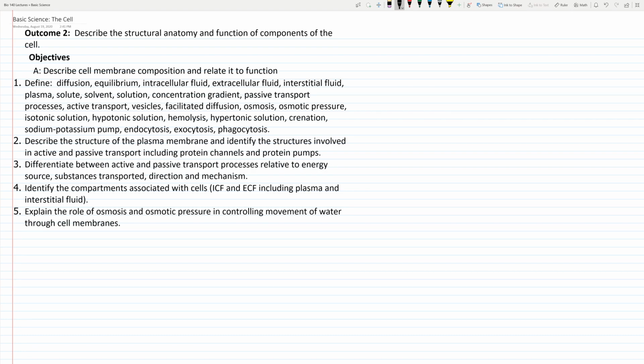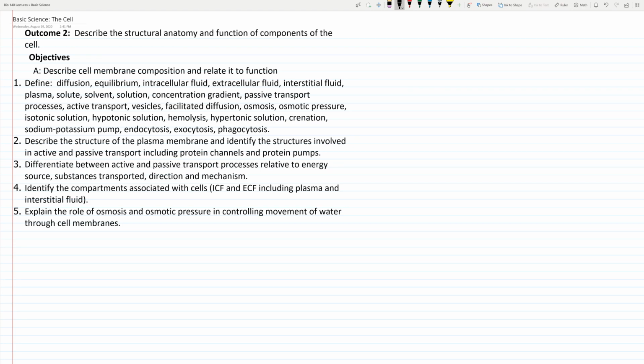Okay, so then we're going to get to the heart of this: the structure of the plasma membrane and the structures involved in getting things from the outside of the cell to the inside of the cell, and from the inside of the cell to the outside. Basically that's what we're going to do here. And then differentiate between active and passive transport processes relative to energy source, substance transported, and direction and mechanism. Active transport is pretty much all the same.